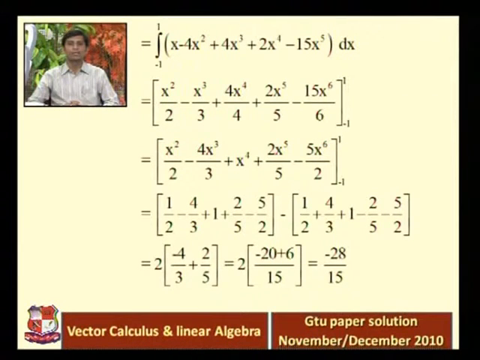You will get 2 into minus 4 by 3 plus 2 by 5, that is equal to 2 into minus 20 plus 6 divided by 15, that is equal to minus 28 by 15. Okay, so you will get the value of the inner product of P and Q, that is equal to minus 28 by 15. Okay, and this question was asked for 3 marks.